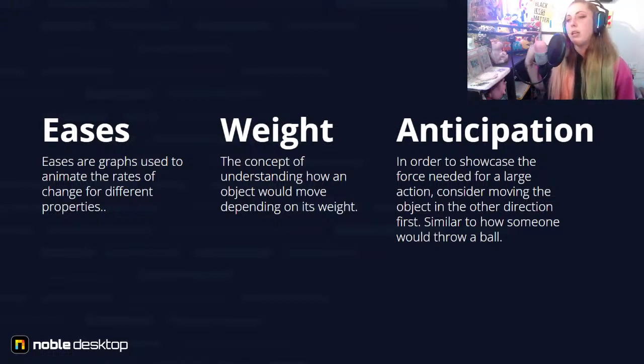Now, the next three things we have are eases, weight, and anticipation. Granted, the timing does somewhat reflect real life things. I guess all of these concepts reflect real life things, but these especially do. Okay. Eases are graphs that are used to animate the rates of change between different properties. So I'm going to show you an example of that right now.